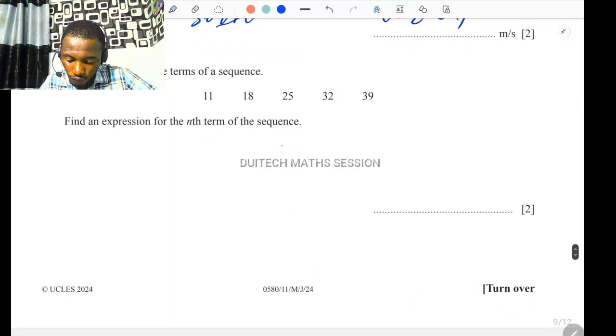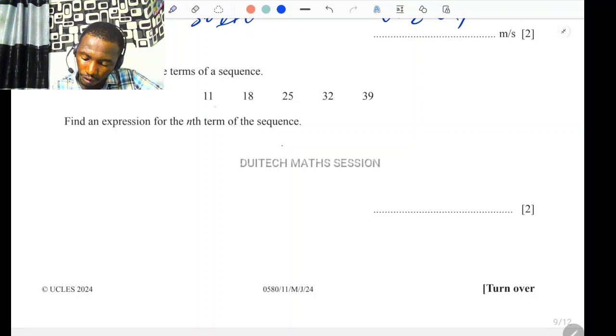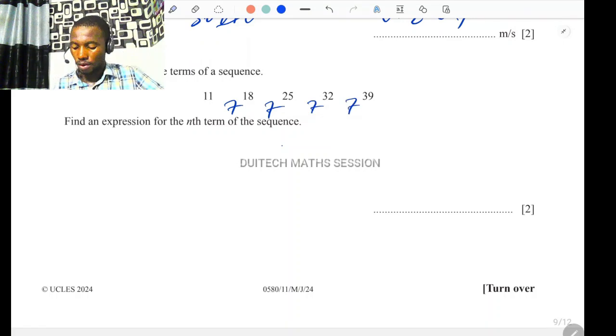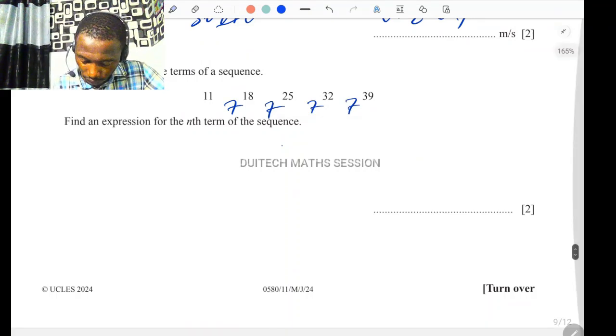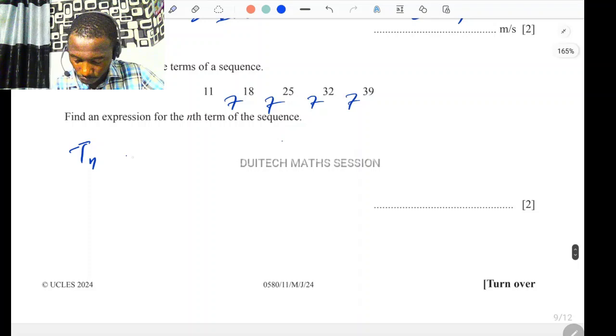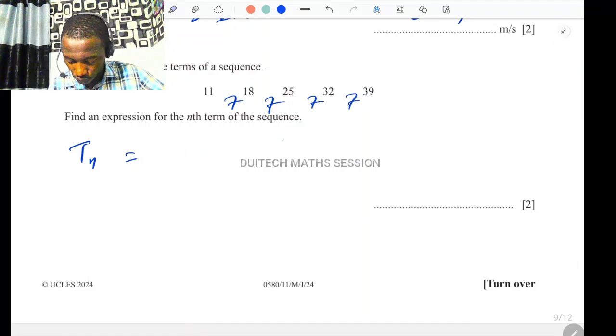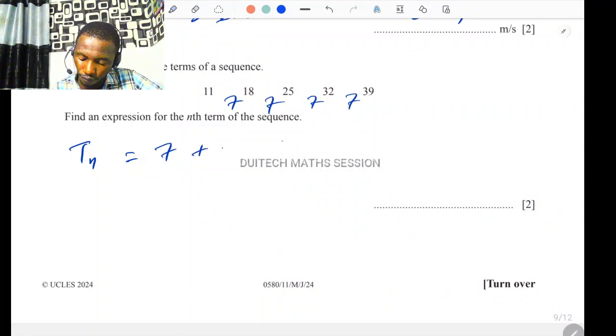These are the first 5 terms of a sequence. We should find the expression of the nth term. So first of all, find the difference between them, which here is 7, here is also 7, here is also 7, here is also 7. So between them is 7. So for my Tn is equal to 7 times what? This is 7. So the first term is 11. So how do we remove 7 from 11? You have 7 plus 4, right? Will give us 11. That's the first term.